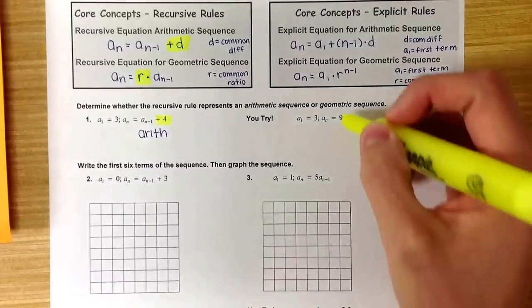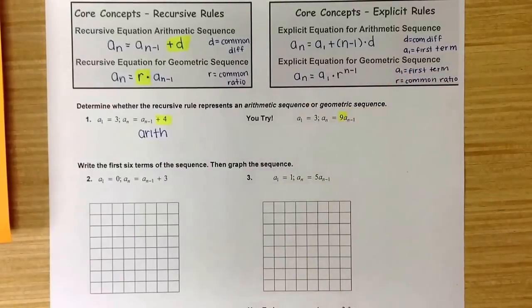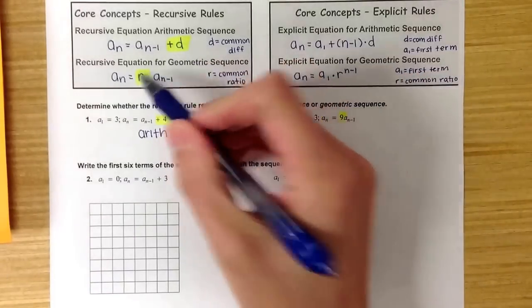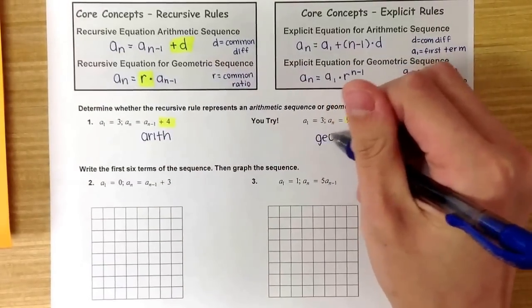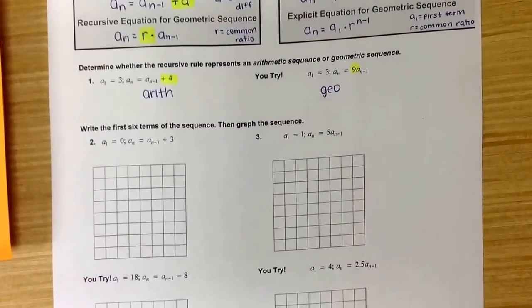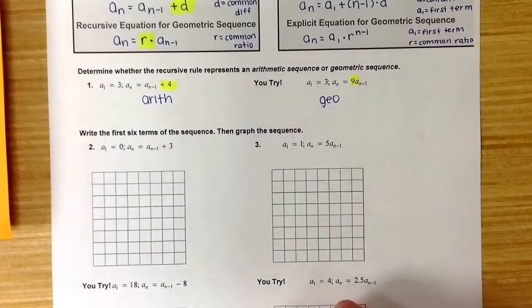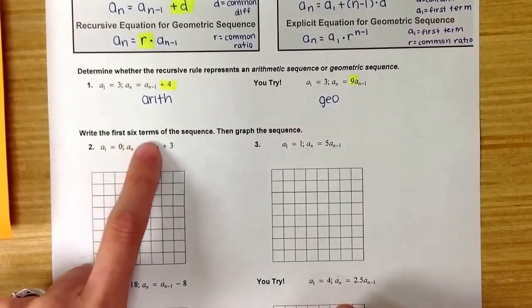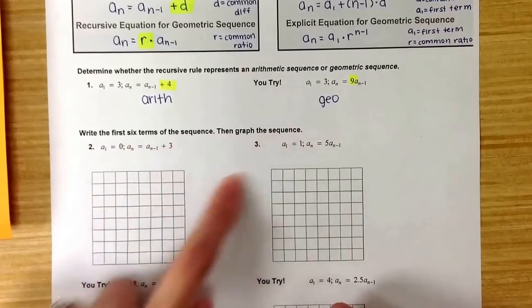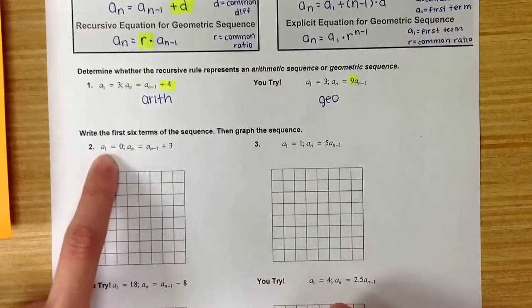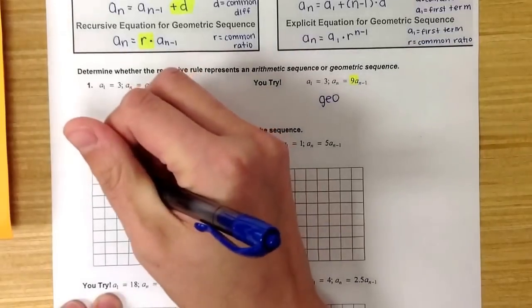Okay, so for this one, did you see that you have a times something in the beginning? So which one has times something in the beginning? Geometric. So this one's geometric. All right, let's go to number 2. Number 2 says write the first 6 terms of the sequence, then graph the sequence. So my first term is 0, right? a_1 stands for 0. So my first term is 0.